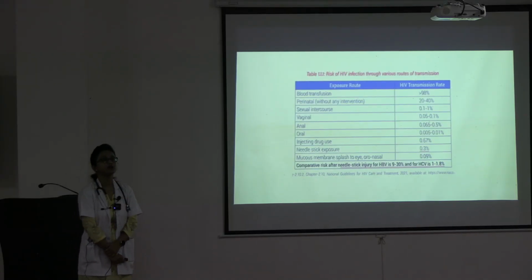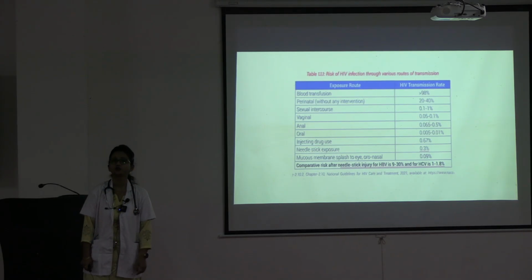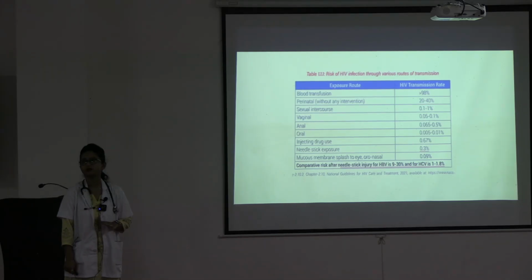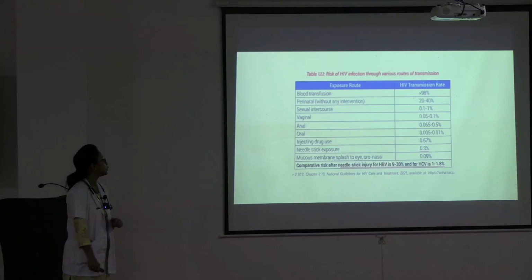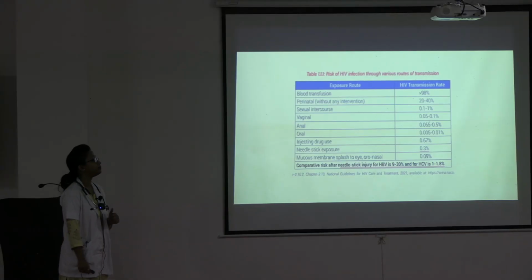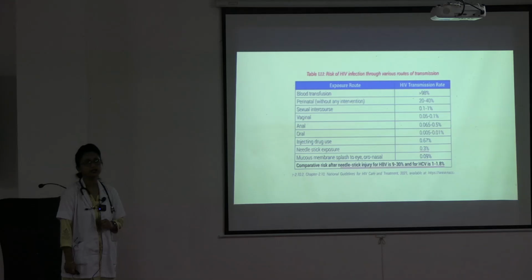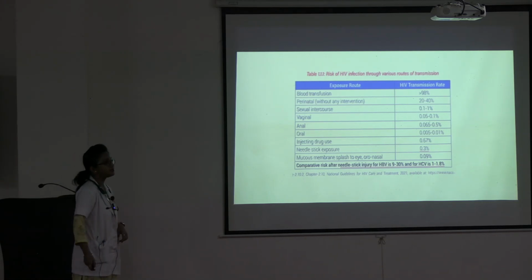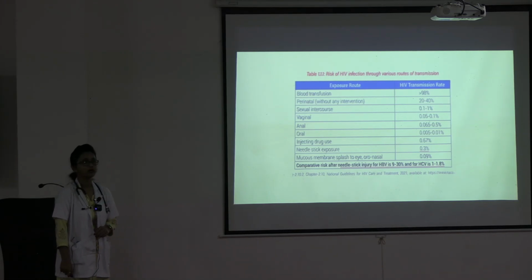Now, before moving towards the clinical spectrum, we should know about the routes of transmission. I am pretty sure that everyone knows how the disease is transmitted. So, most important, it is the blood transfusion, which has got more than 98% transmission rate, followed by perinatal, okay? And here in this slide, I want you people to focus on this particular needle stick exposure, okay?